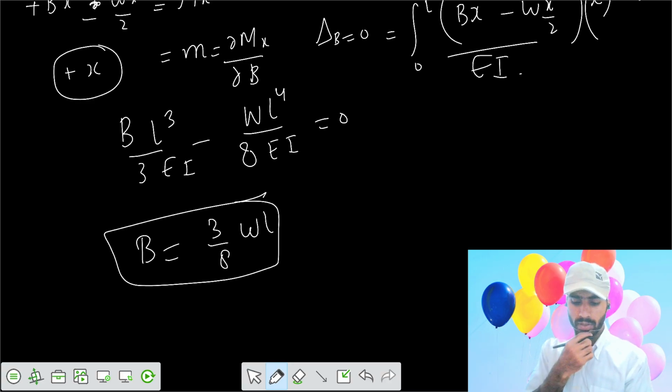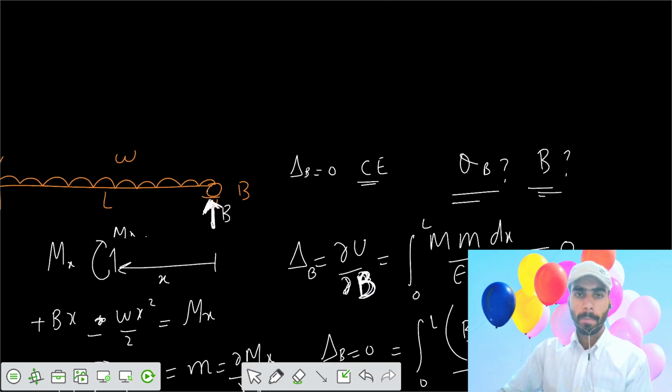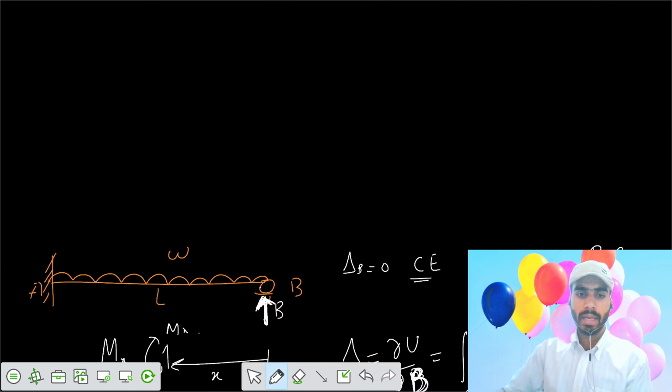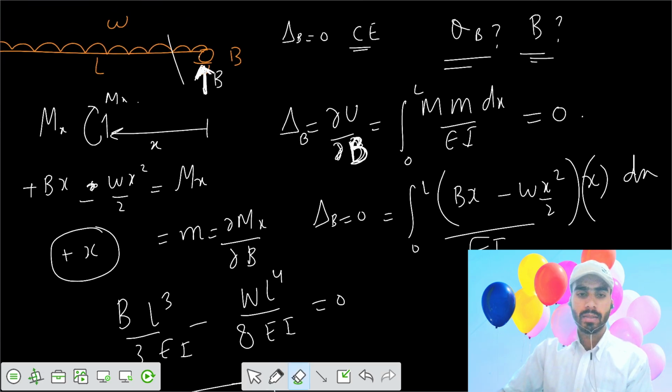Now if you ask what's the value of theta at B, for the value of theta at B you have to apply a pseudo moment there. We got the reaction at that point as 3 by 8 of WL. Now we can erase this part.